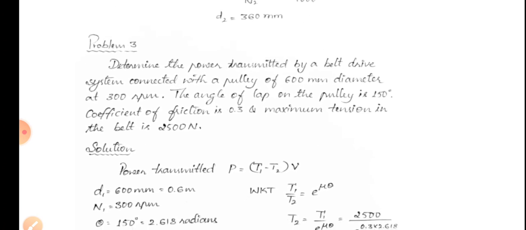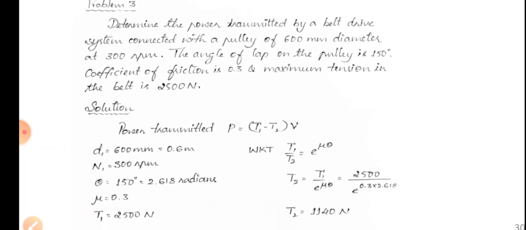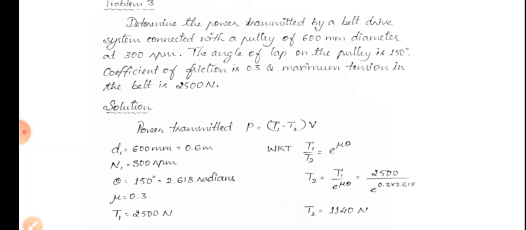Next one is: determine the power transmitted by a belt drive system connected with a pulley of 600 mm diameter at 300 rpm.